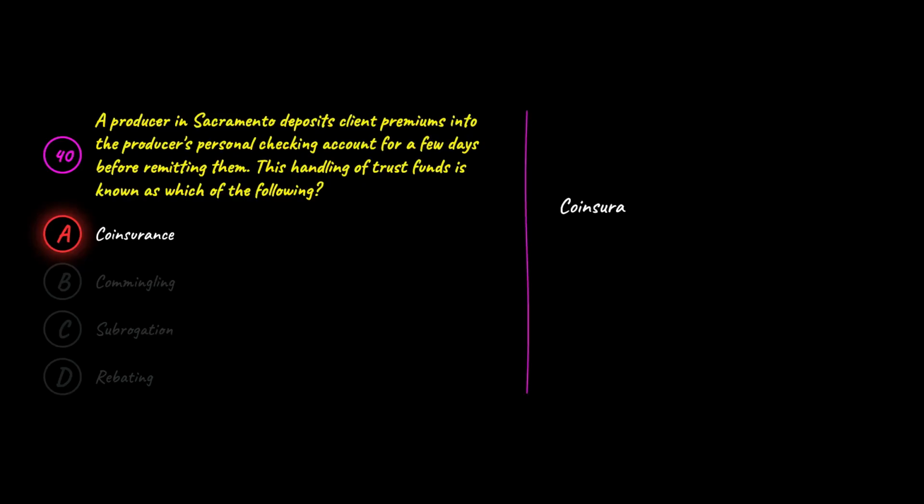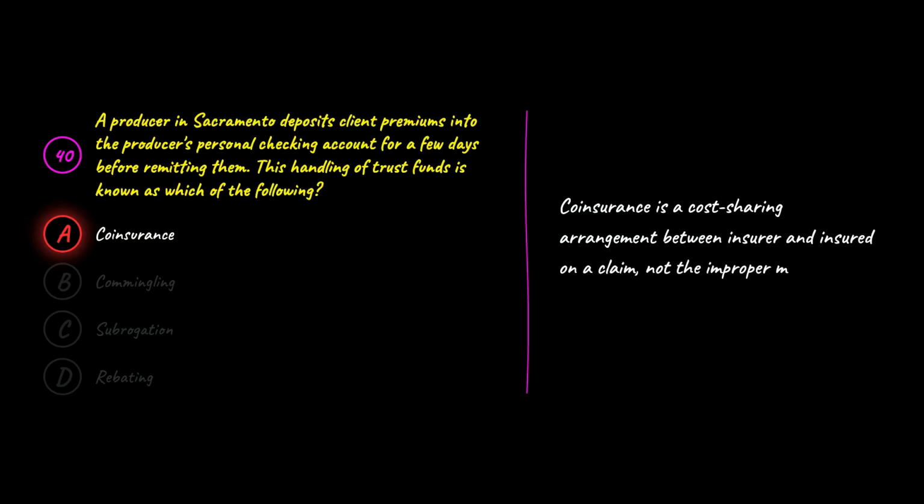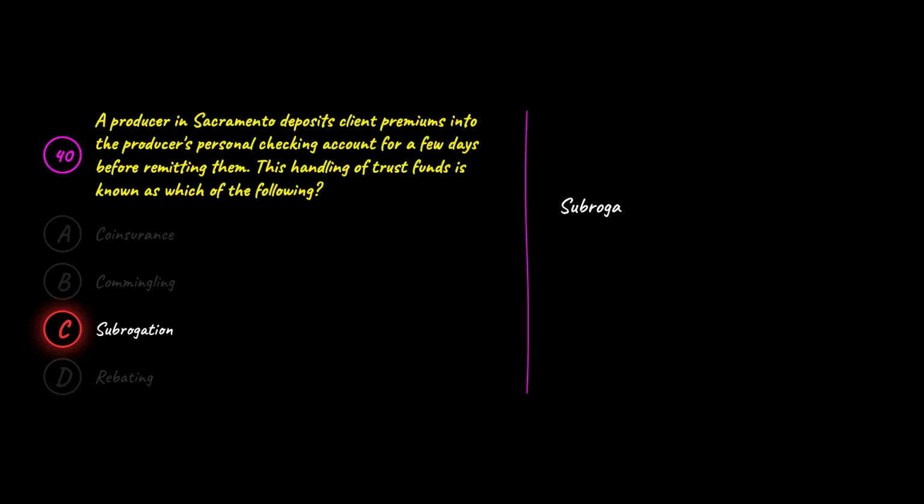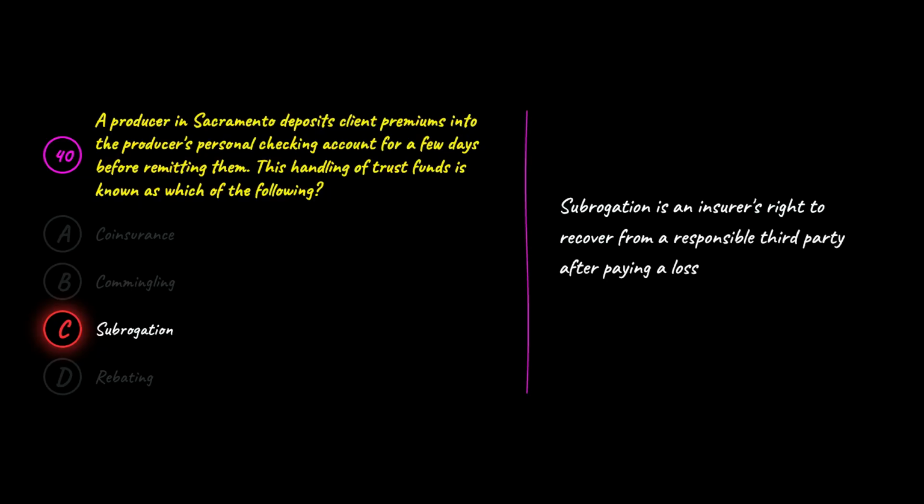A is wrong because coinsurance is a cost-sharing arrangement between insurer and insured on a claim, not the improper mixing of premium with personal funds. C is wrong because subrogation is an insurer's right to recover from a responsible third party after paying a loss, unrelated to how premium is held.